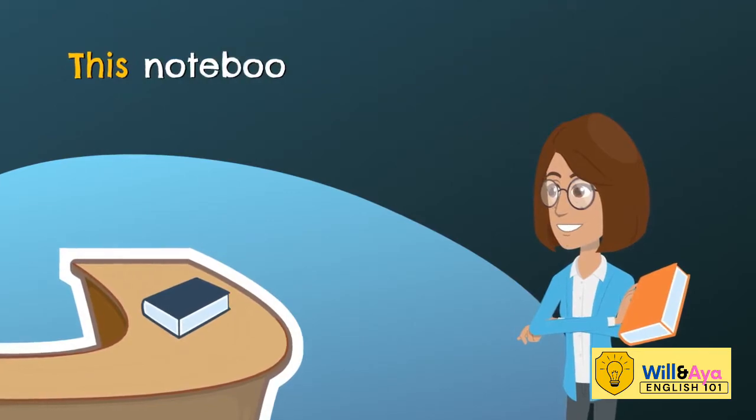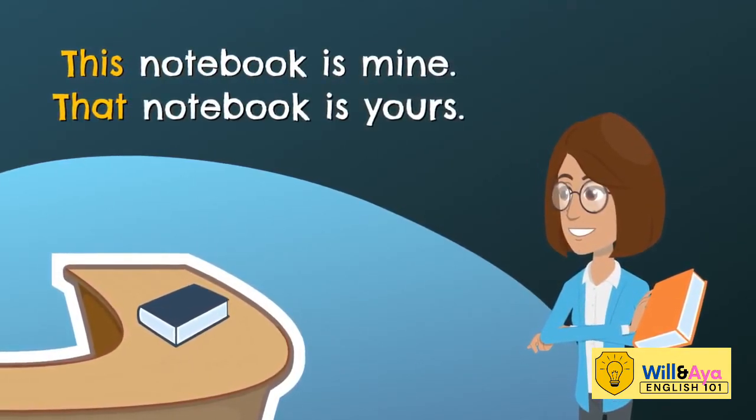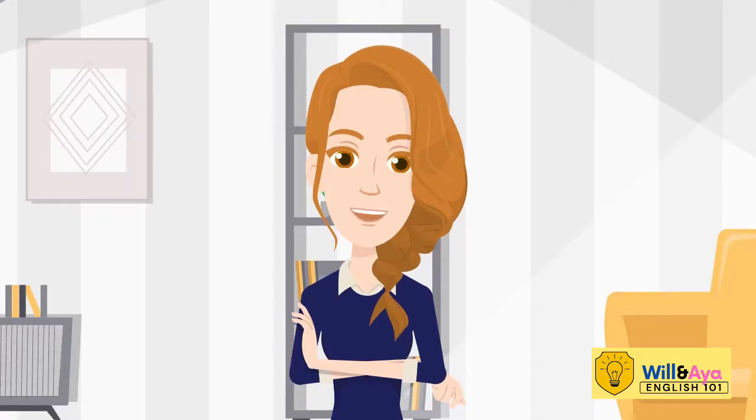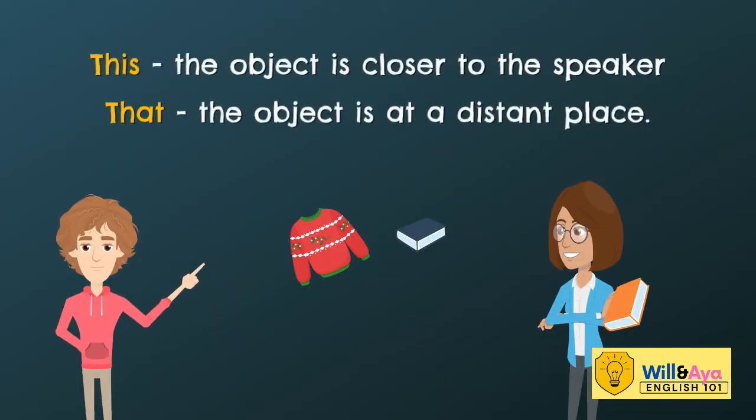Another, this notebook is mine. That notebook is yours. In both the examples, you might have observed that when we use the word this, it indicates that the object is closer to the speaker. But that reflects that the object is at a distant place.